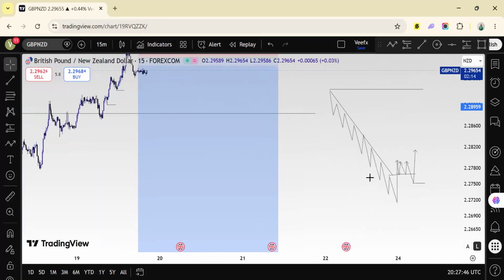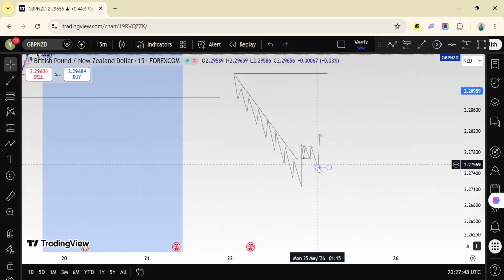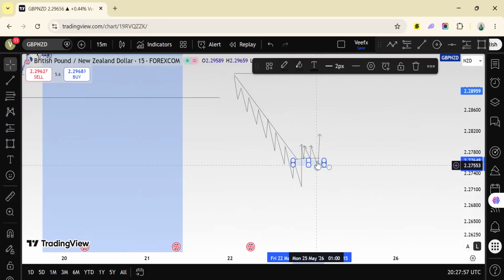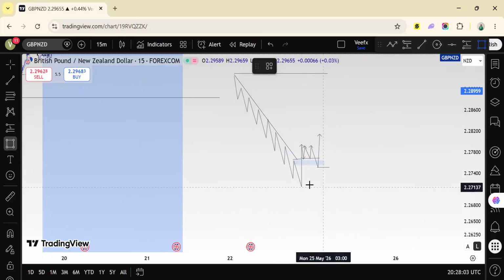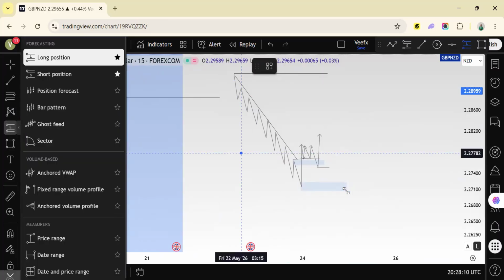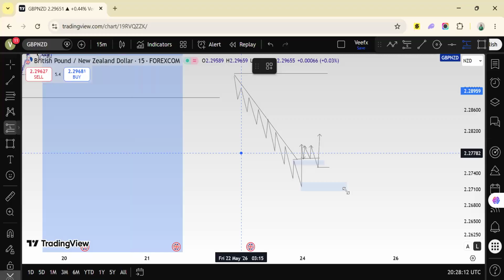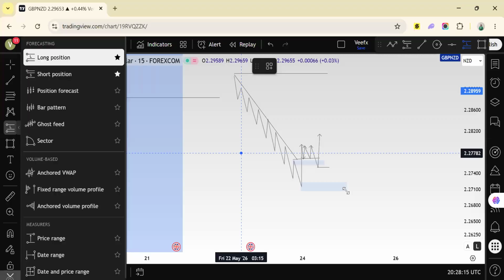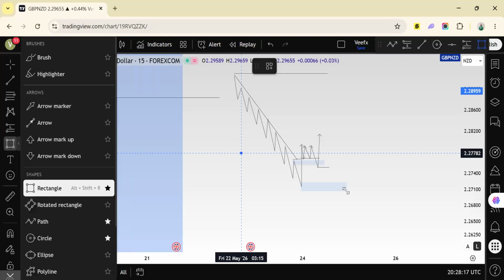Now, because this inducement has now mitigated this POI here. Remember, this is a breaker block POI, but because our inducement has already mitigated it, which means it has tapped into that breaker block, we can no longer use that POI. But we have another block here. So we are still applying the same rules in picking a proper point of interest. The only difference is that now we're doing everything on a higher time frame.